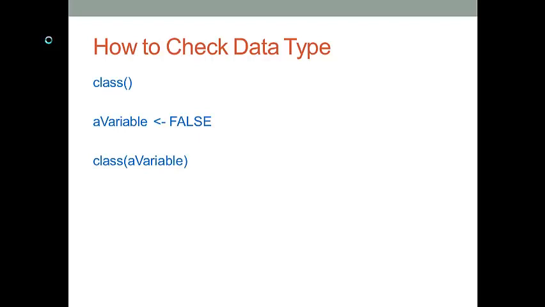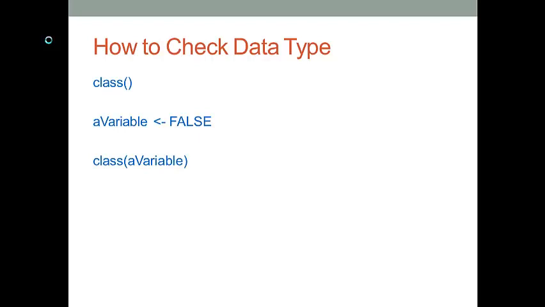Some classmates may have a question. What if I'm given a variable? How do I know what type this variable is? In R, we use the class function to tell what type the variable is. This slide shows everyone an example of using the class function. We created a variable called a variable, and then we give FALSE as a value to a variable. Basically, a variable becomes a logical variable, and then we just put a variable into the class function. R should be able to tell us what type this variable is.